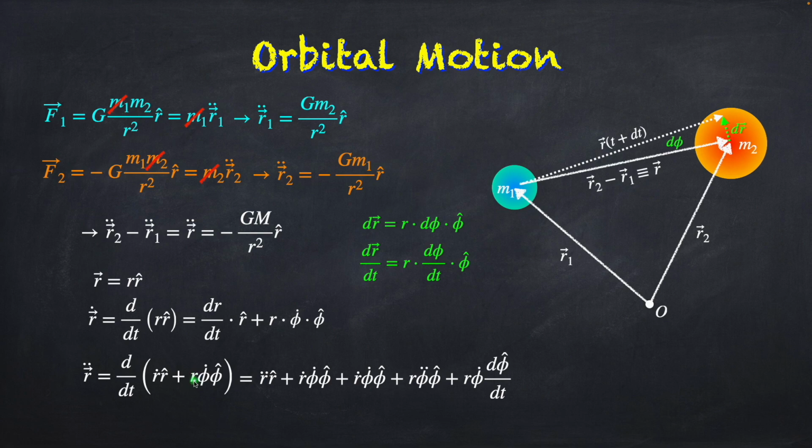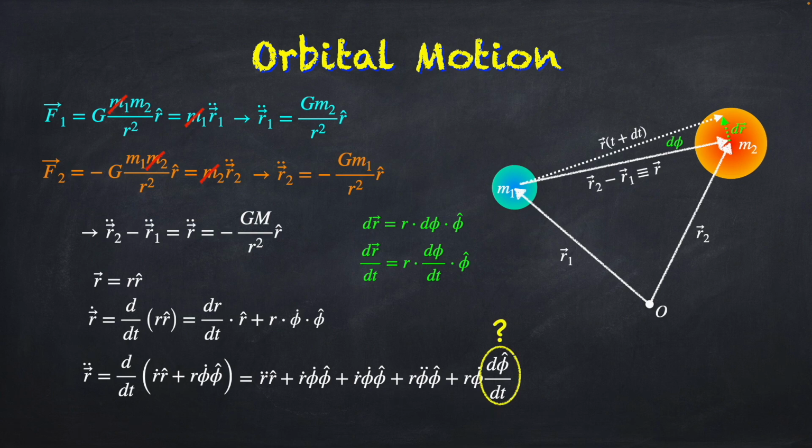We first take the derivative of r, giving us r dot. Notice that this term is equal to the previous term. Then we hold r and phi hat fixed and take the derivative of phi dot, giving us r phi double dot phi hat. And finally, we take the derivative of phi hat, holding the rest fixed. Now we have to figure out what is the derivative of phi hat.